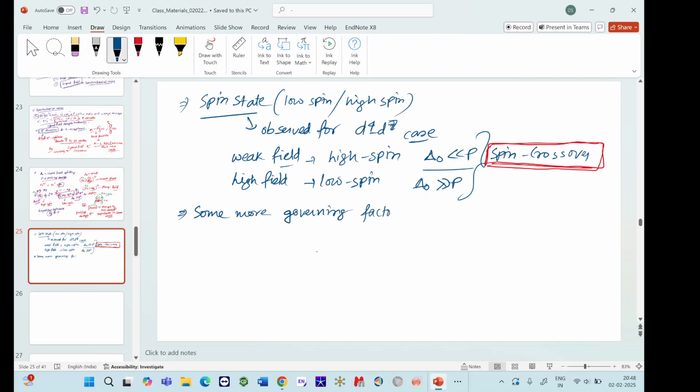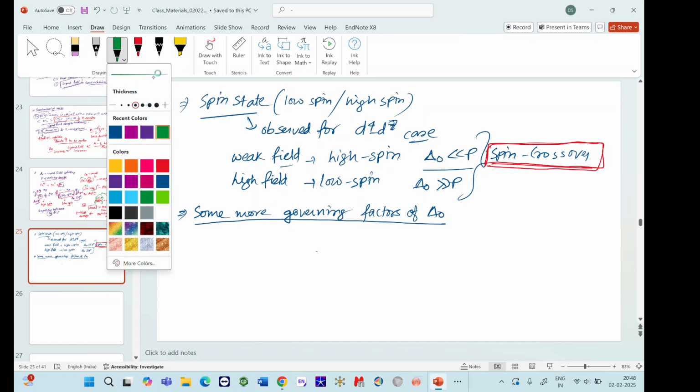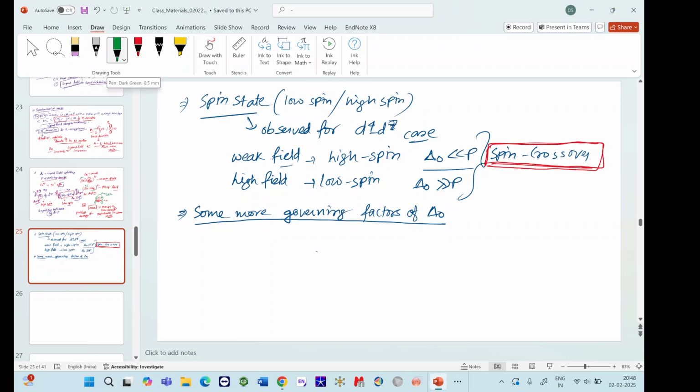Factors of delta 0 is that if you go down the period, sorry, down the group, your splitting increases.